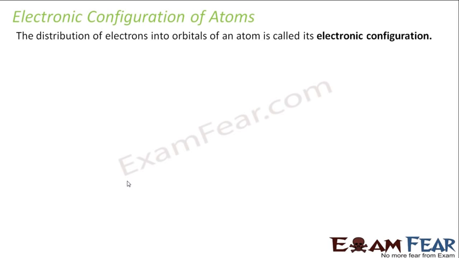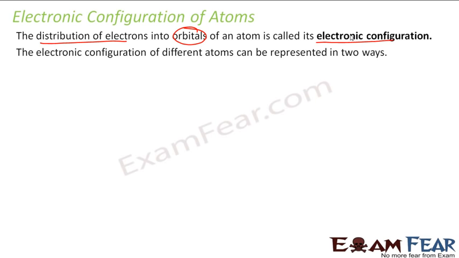Now we'll study the electronic configuration of atom. What is electronic configuration? The distribution of electrons into orbitals of an atom is called electronic configuration, where we'll tell how the electron is distributed across various orbitals in an atom. And the electronic configuration can be represented in two ways.